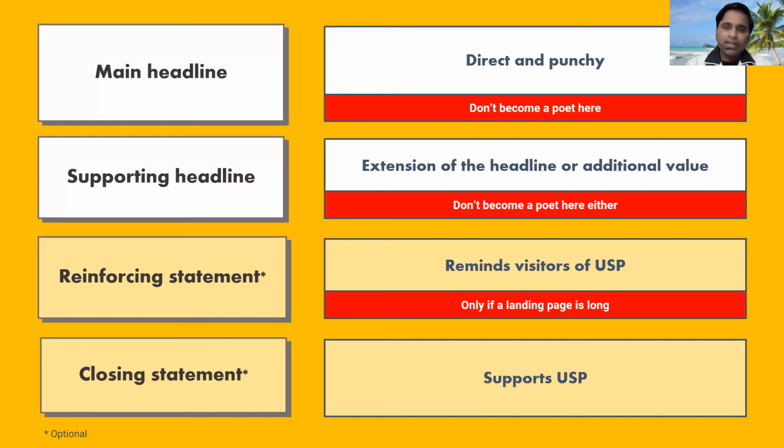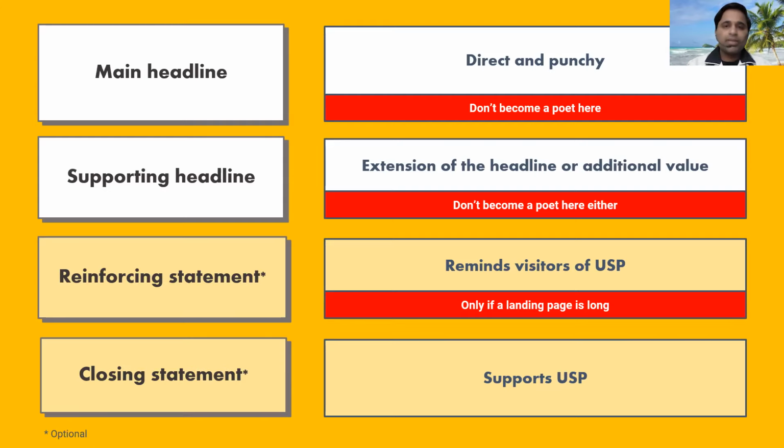Your main headline should be direct, clear, and straightforward. It should not be fuzzy. It should not make a user think. Do not talk in poetic language. Also, do not become a poet here. It needs to clearly communicate the value that you are providing through your product or your lead magnet.